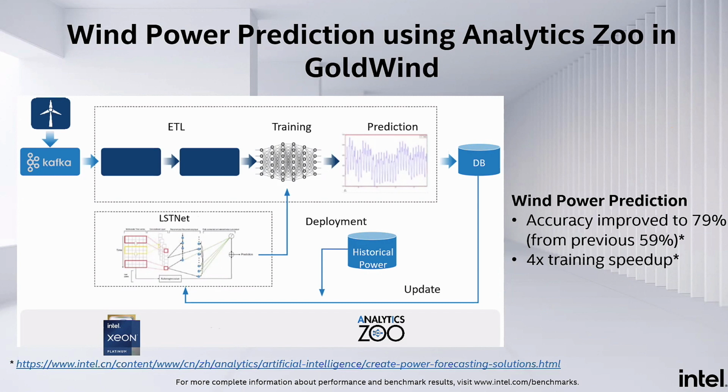It actually improves your accuracy a lot, as well as your training speed a lot. So that's another example of how time series analysis is used in the real world. We actually use distributed TensorFlow on Analytics Zoo to allow users to scale that out.